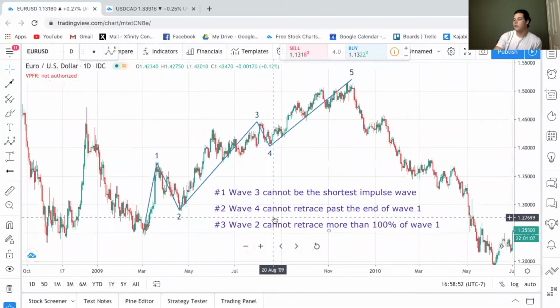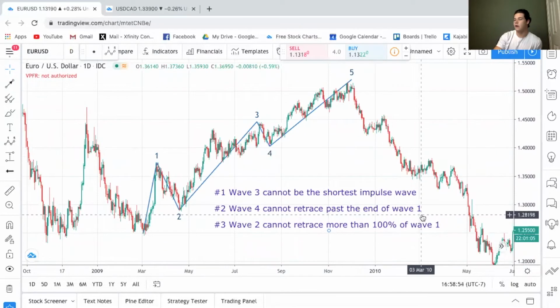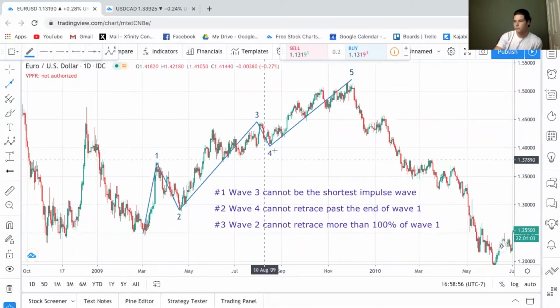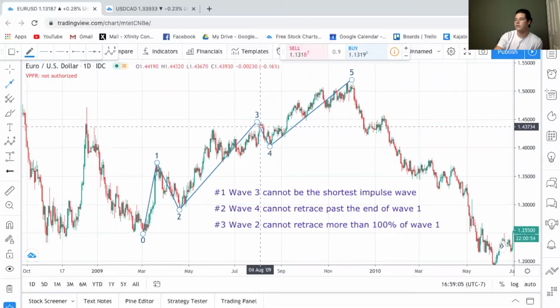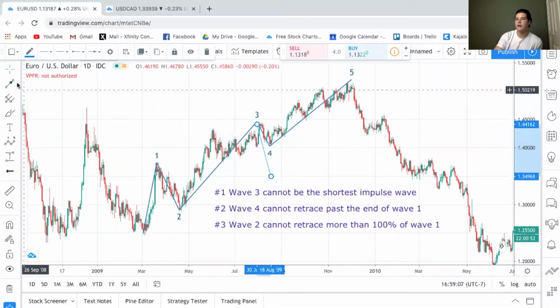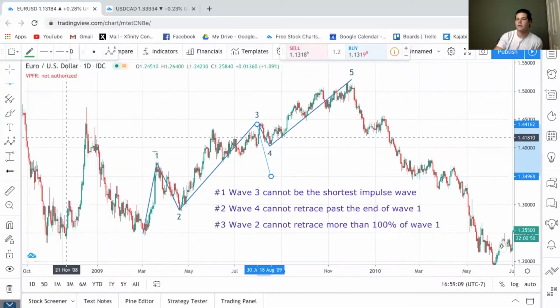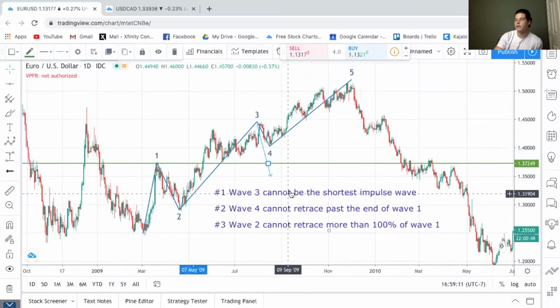Number 2, wave 4 cannot retrace past the end of wave 1. So what that's saying is right here, from 3 to 4, wave number 4 cannot retrace past the area where wave 1 finished. And as we can see, it does not. So we're good there.